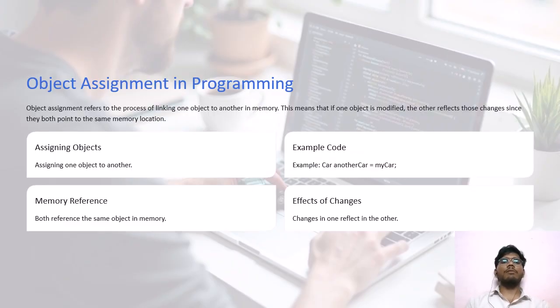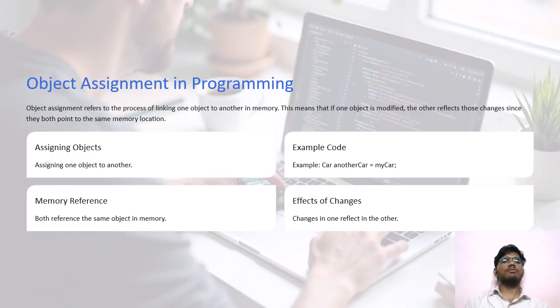Object assignment in programming. Object assignment refers to the process of linking one object to another in memory. This means that if one object is modified, the other reflects those changes since they both point to the same memory location.